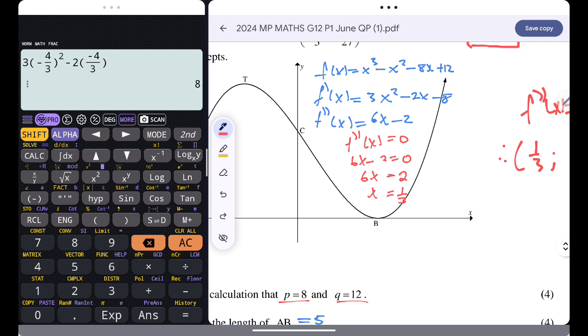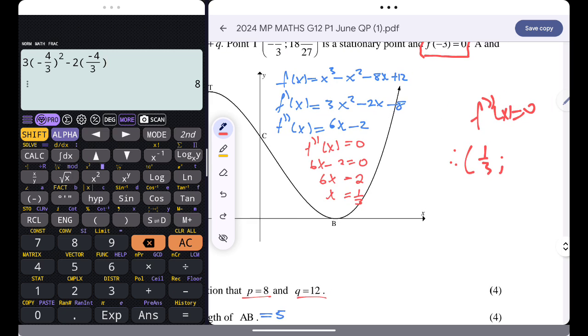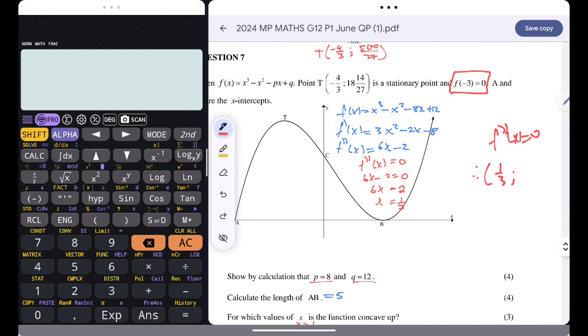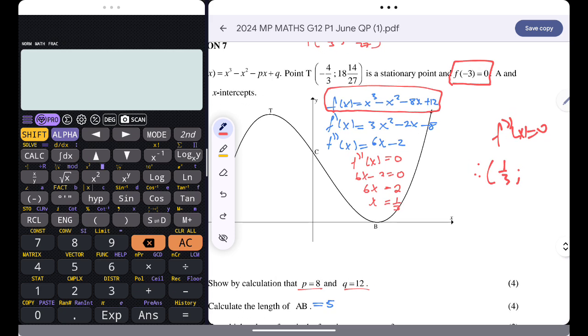Are you together? And hence x will be equal to 1 over 3 at a point where the function changes concavity. Remember that, guys, the function changes concavity at the point of inflection. For the point of inflection, the second derivative is equal to 0, and then that will give you your corresponding x value at the point of inflection. For us to find the y value, we must go back and substitute into our original function the value of x so that we can find the corresponding value of y.